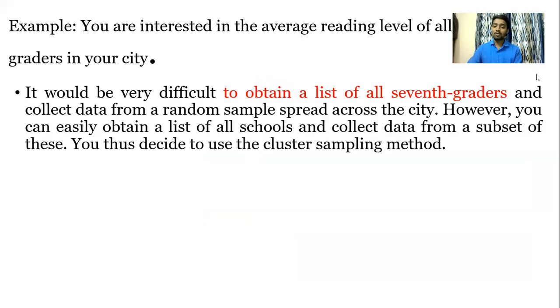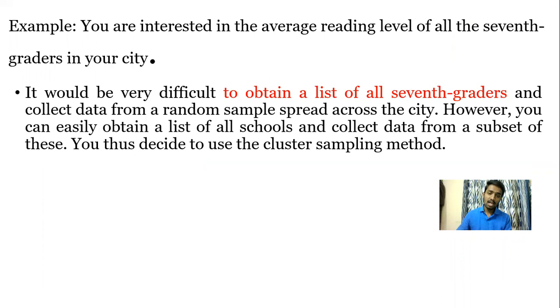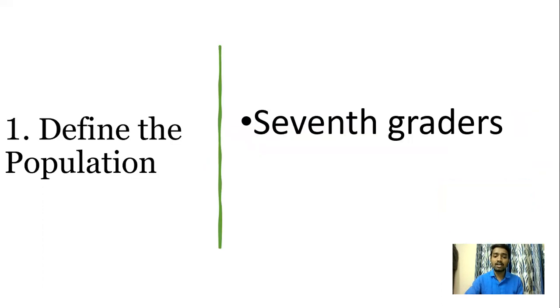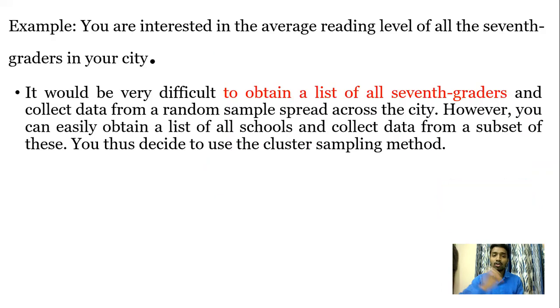To explain this process, I have taken an example which is going to explain all the 4 steps that I have previously mentioned. The first one is you are interested in the average reading level of all the 7th graders in your city. So can you go to each and every individual and collect data from every 7th grader in the city? It is highly impossible.